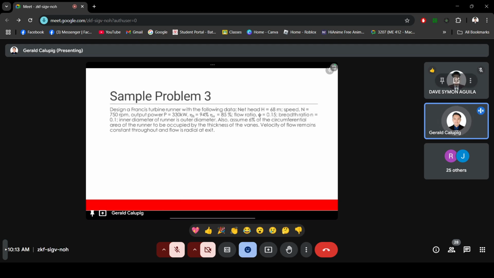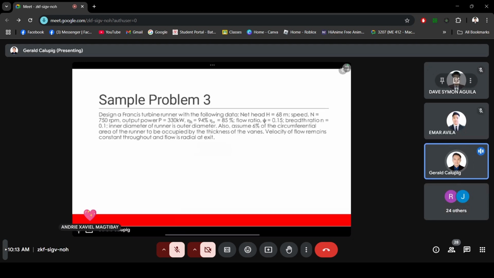Continue our discussion, right? So we have here sample problem number 3. Design a Francis turbine runner with the following data. Net head 68 meters, speed 750 RPM, output power 330 kilowatts.